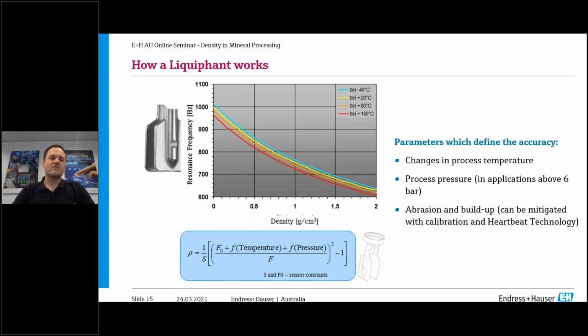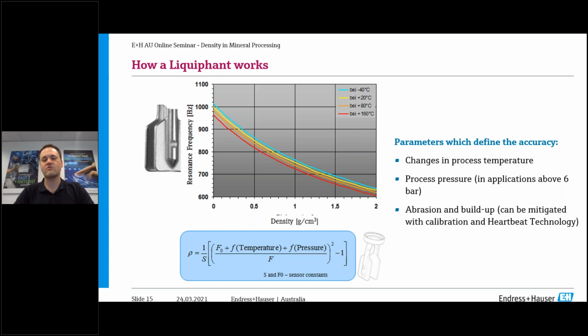The measuring principle is that the vibronic fork has a resonance frequency, and this resonance frequency changes as the moving mass of the forks changes. So if the density of the material the fork is vibrating in changes, the resonance frequency will change. But it's also important to note that the damping effect on that resonance frequency depends on a lot of other factors, such as the process temperature. As you can see in this graph, as the different colored lines, which indicate different temperatures, change, the resonance frequency also changes.